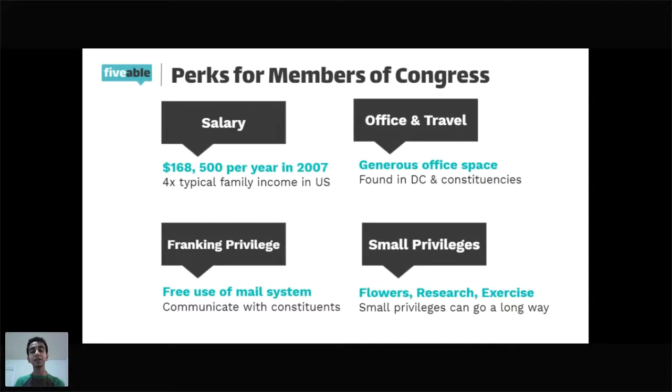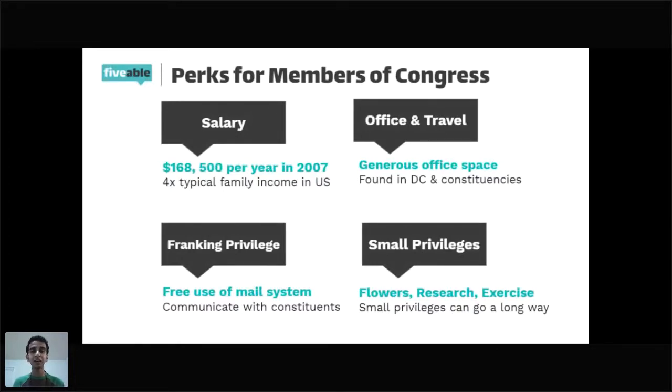Additionally, they get benefits for office and travel, both across the country to their constituencies, and they get a lot of office space. So these are very general, but still important. The other thing, they get small privileges like flowers, research centers, exercise facilities, etc., just like many other jobs that we get, like they get a gym inside Capitol Hill.